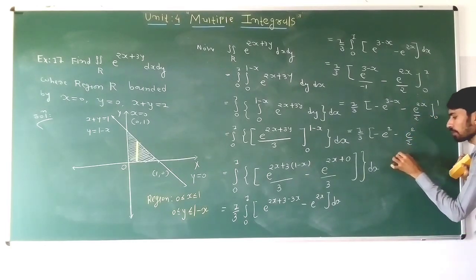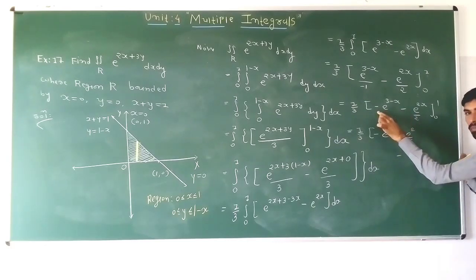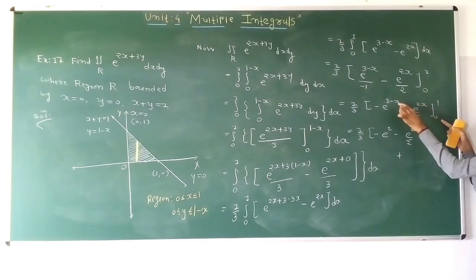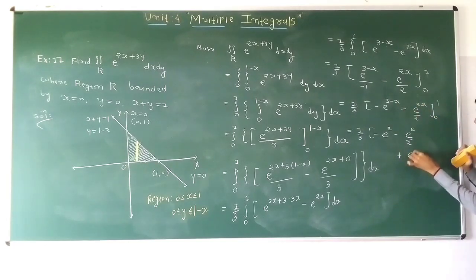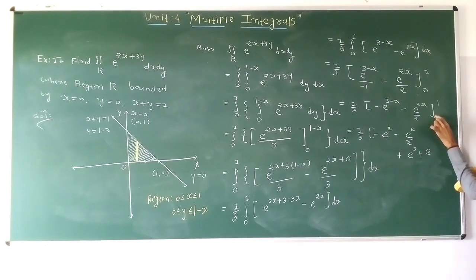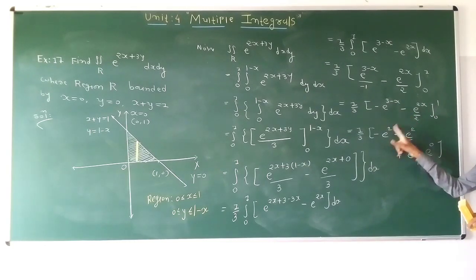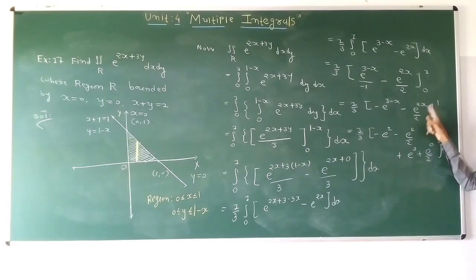In the middle of the formula there will be a minus, but both terms are minus, so minus minus becomes plus. Now x replaced by 0, so e raised to 3 minus minus plus. Here x replaced by 0 means e raised to 0 upon 2. I repeat one more time. First of all, we apply the upper limit in place of x. So e raised to 3 minus 1, so e square, minus e raised to 2 into 1, e square upon 2.